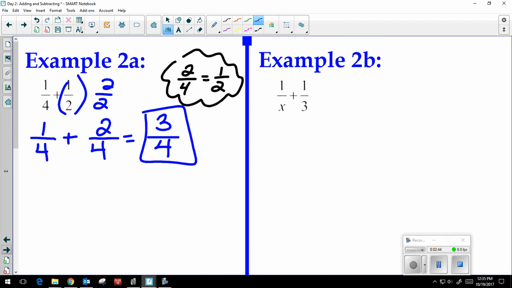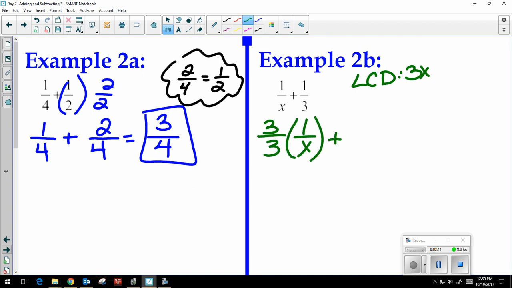So once again, the same thing is true of rational expressions. So I'm going to take a look. I have different denominators. One denominator has an x, one has a 3. So I'm going to multiply by what's missing. So in the first fraction, well, let's talk about our LCD first. My LCD is going to be 3x. The first fraction has an x in the denominator. It's missing a 3. So I'm going to multiply by 3 over 3.